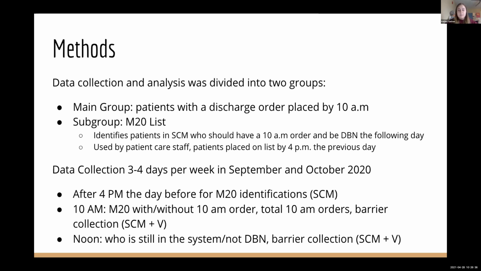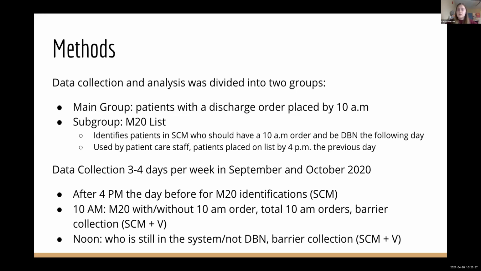During team huddles at around 2:30 the day before, the patient care staff identified patients to be placed on the list by 4 p.m. the previous day, so they would be identified as an M20 patient. Data collection occurred 3 to 4 days per week in September and October of 2020. So we looked after 4 p.m. the day before for M20 identifications.